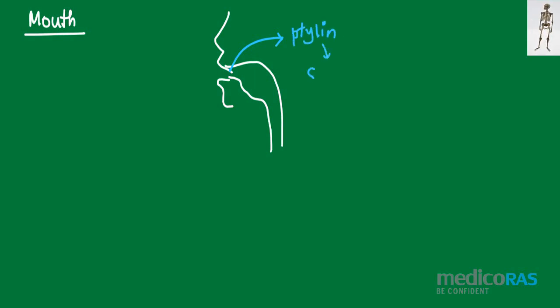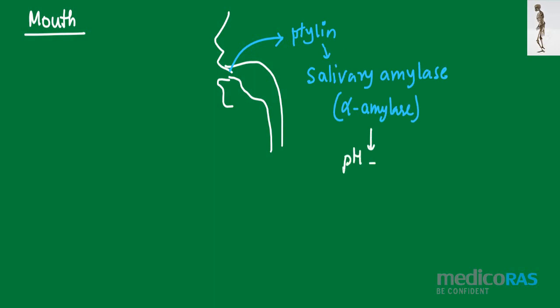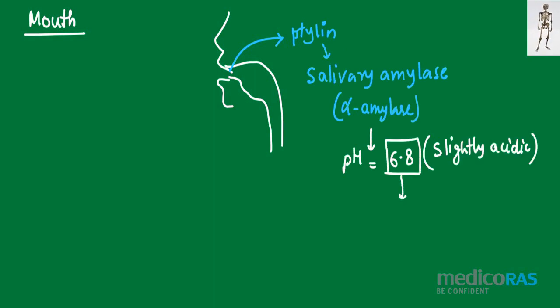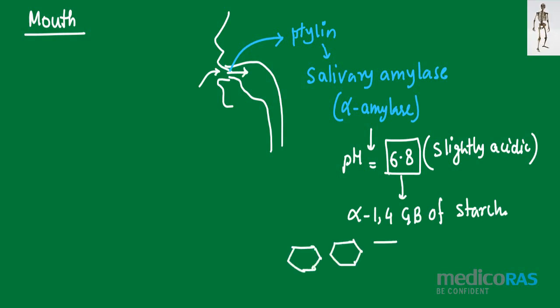Ptyalin is also known as salivary amylase, which is nothing but alpha amylase. The pH of salivary amylase is 6.8, that is, it is slightly acidic. Therefore, at this pH it is much easier to digest or break the alpha 1,4 glycosidic bond of the starch molecule. So when a person is chewing food and carbohydrate is present in that food, the alpha 1,4 glycosidic bonds break. Therefore, we will get some glucose molecules.